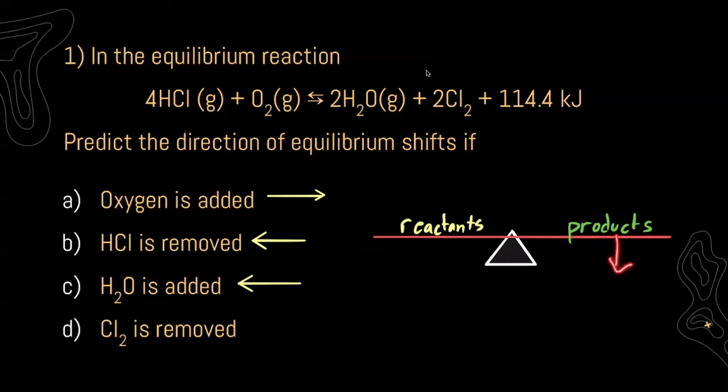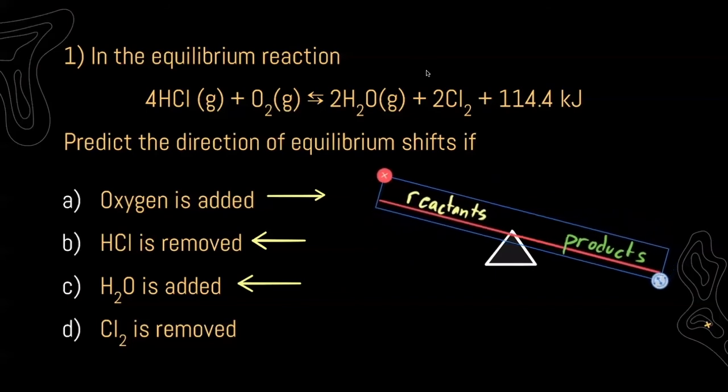Lastly, if we remove CO2, CO2 is in our products, so that means my products are going to go down. Looking at my seesaw, it's going to go down, and that's telling me that my reaction is going to go towards my products. My reaction is going to end up going to the right. I'll keep the seesaw for the next couple of problems, so feel free to use it.